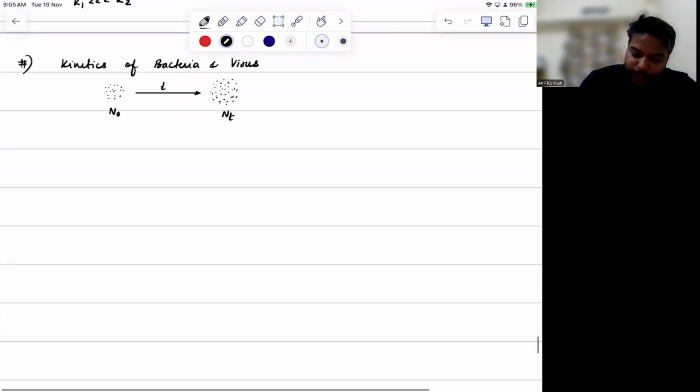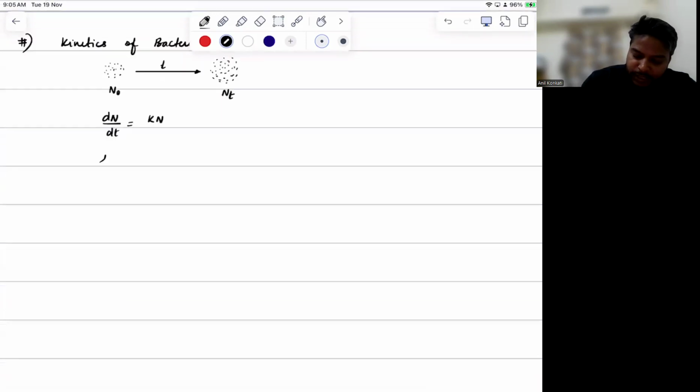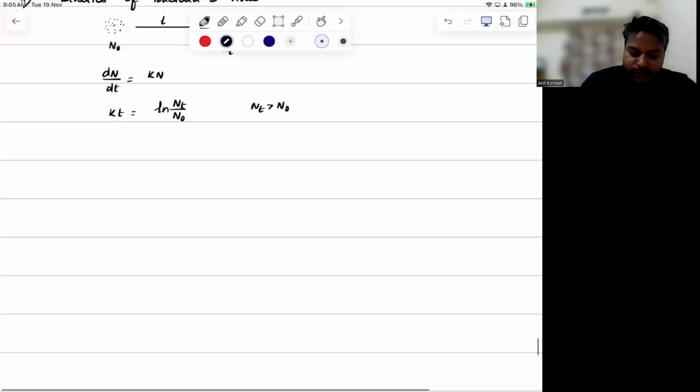Then what we can write is dn by dt is equal to k into n. So again, if you integrate this, you will get kt is equal to ln nt by n naught. Okay. And here remember, nt is greater than n naught. Right? Nt is greater than n naught.